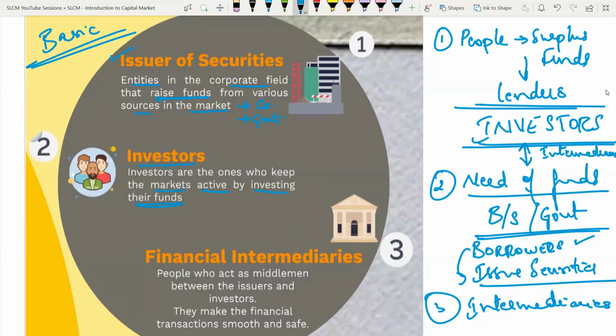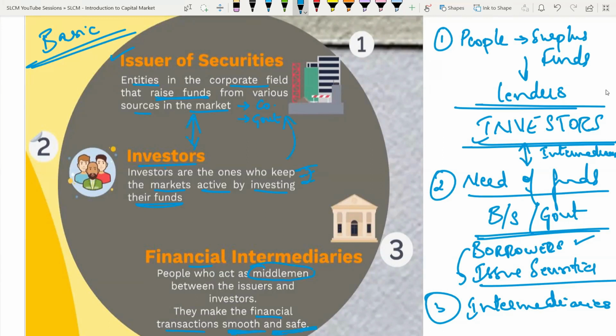Coming to the third one, the financial intermediaries. These people act as the middlemen between the investors and the issuer of securities. They ensure that the financial transaction takes place in a smooth and safe way. They will ensure that the money of the investor that has been given to the issuer is safe.